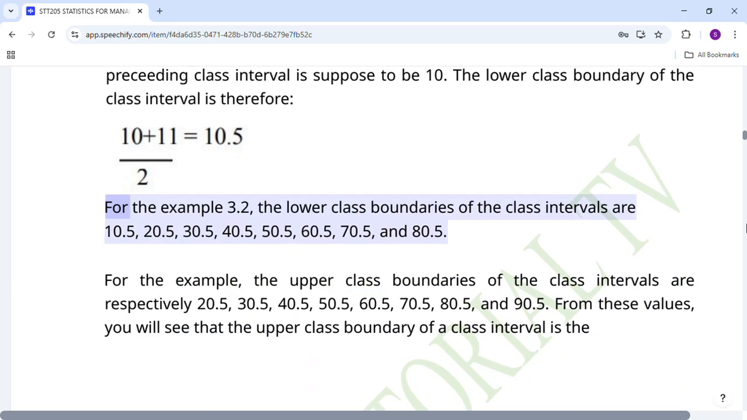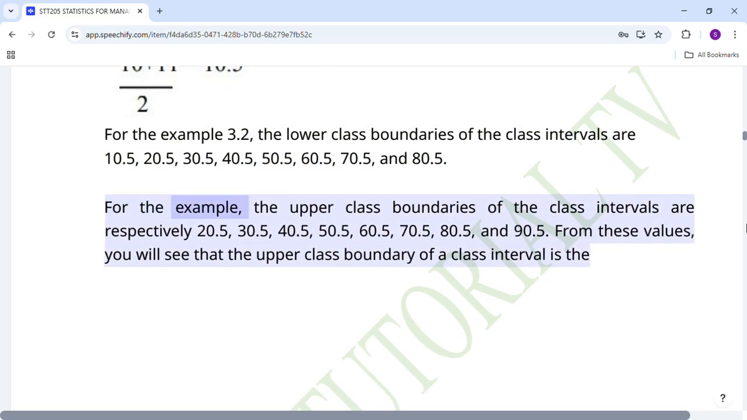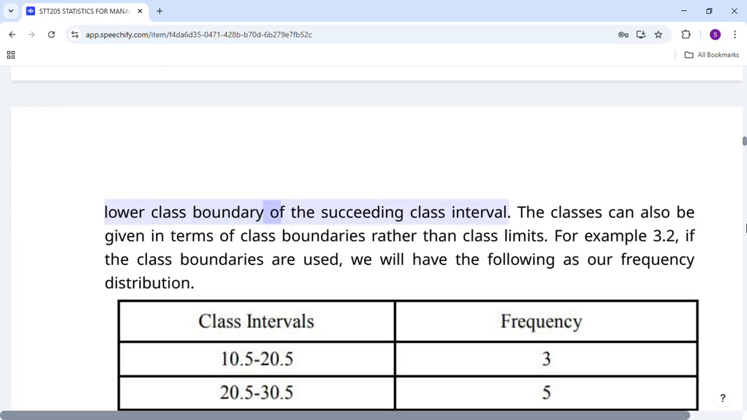For the example 3.2, the lower class boundaries of the class intervals are 10.5, 20.5, 30.5, 40.5, 50.5, 60.5, 70.5, and 80.5. The upper class boundaries of the class intervals are respectively 20.5, 30.5, 40.5, 50.5, 60.5, 70.5, 80.5, and 90.5. From these values, you will see that the upper class boundary of a class interval is the lower class boundary of the succeeding class interval.